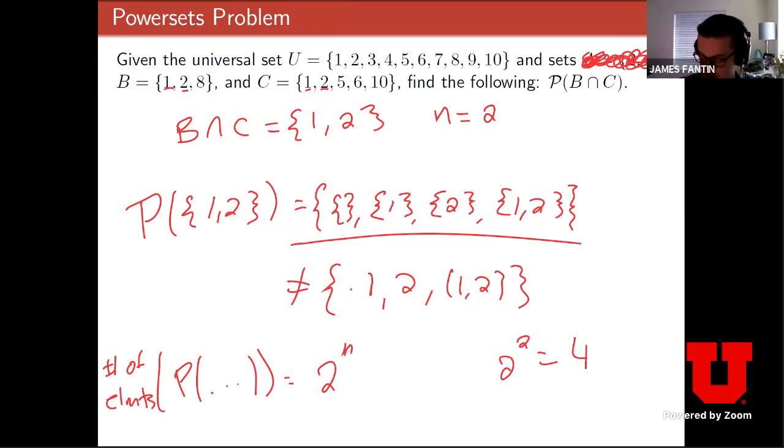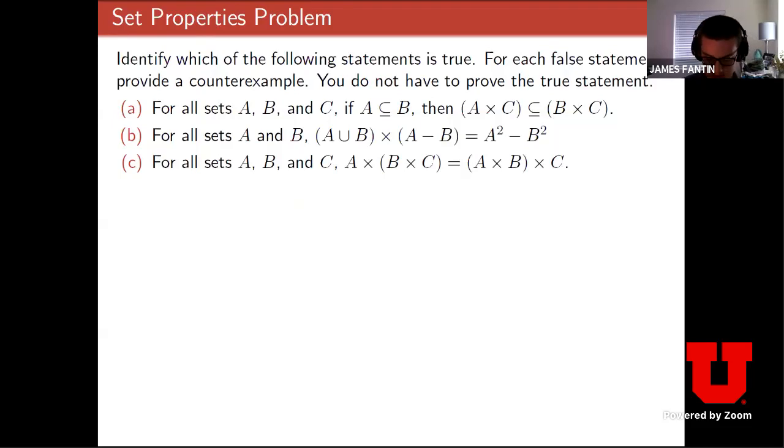So let's go ahead and move on to this next problem. Here we're going to identify which of the following statements are true. And for each statement that's not true, we're going to provide a counterexample. So go ahead and take about a minute to think about some of these problems, and then we'll go through whether or not they're true.